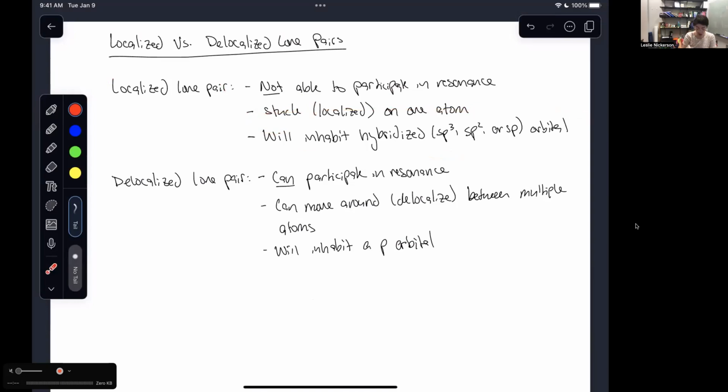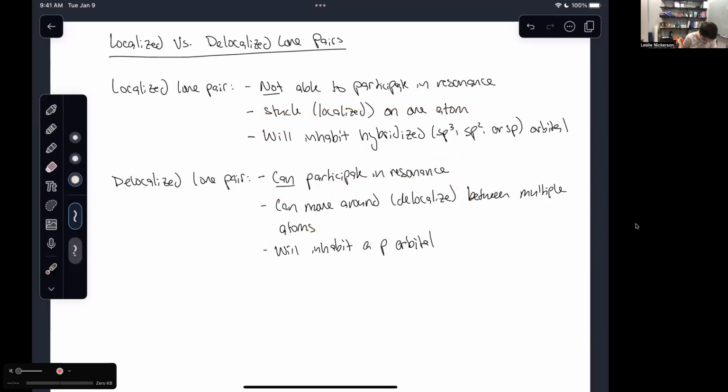Delocalized lone pairs, on the other hand, can participate in resonance. Essentially, we're thinking about them as being able to move around or delocalize between multiple atoms. The only way to do that is they have to be inhabiting a p orbital. Otherwise, it's not possible for them to actually be delocalized lone pairs.